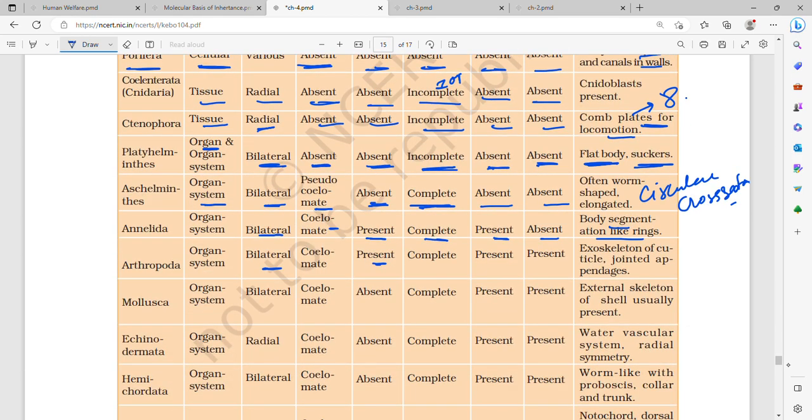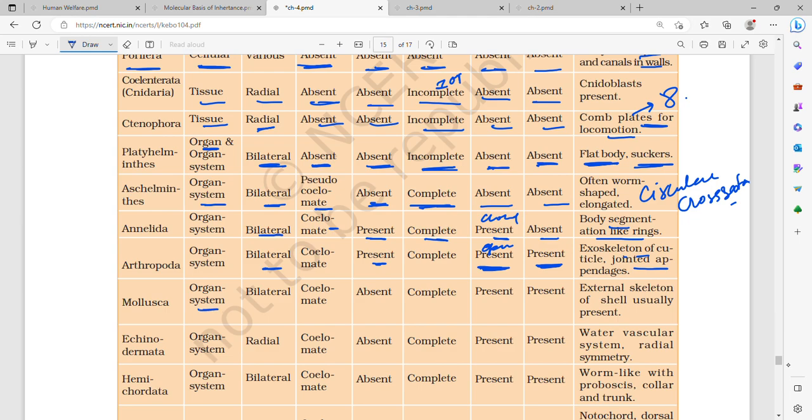Then the respiratory system is also present. Respiration is by lungs, book gills, or tracheal respiration. The circulatory system is also present, and here it is of the open type. In Annelida it was of the closed type. The exoskeleton is made up of chitin. Jointed appendages are there.